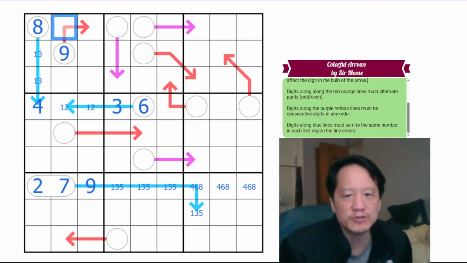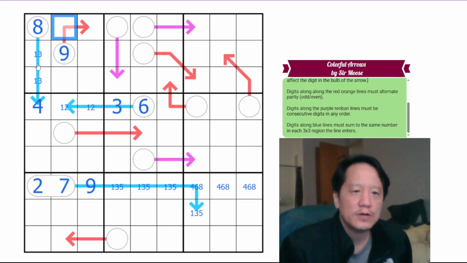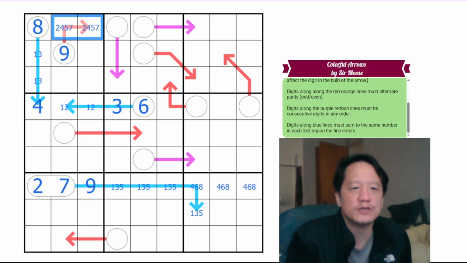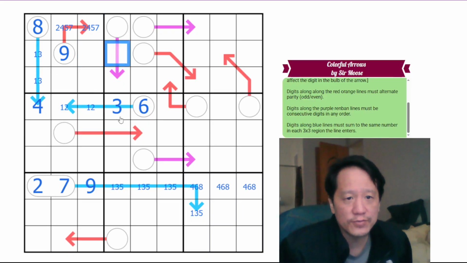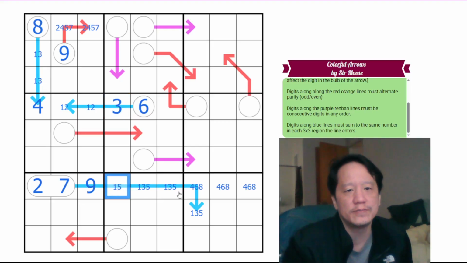So this is 9, which is the sum of either, cannot be 1, 8, it could be 2, 7, or 4, 5, because we can't have 1 or 3 available because of the 1, 3 pair in the box. So this is 9. 3 eliminates 3 here.